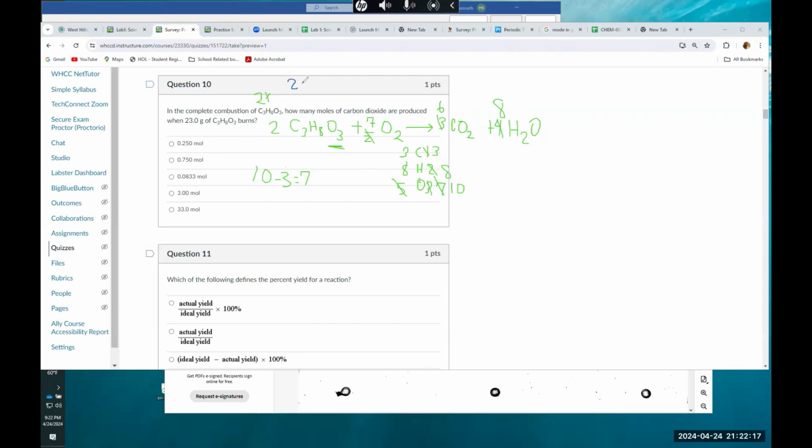2C3H8O3 plus 7O2, and that's going to yield 6CO2 plus 8H2O. Okay, so now we got a balanced chemical equation. What's next?